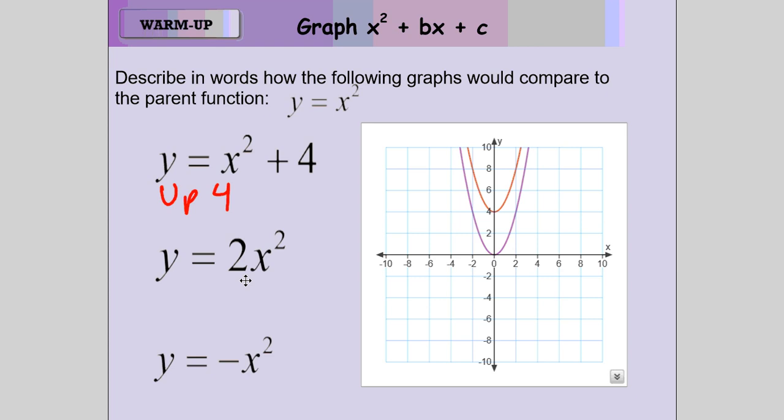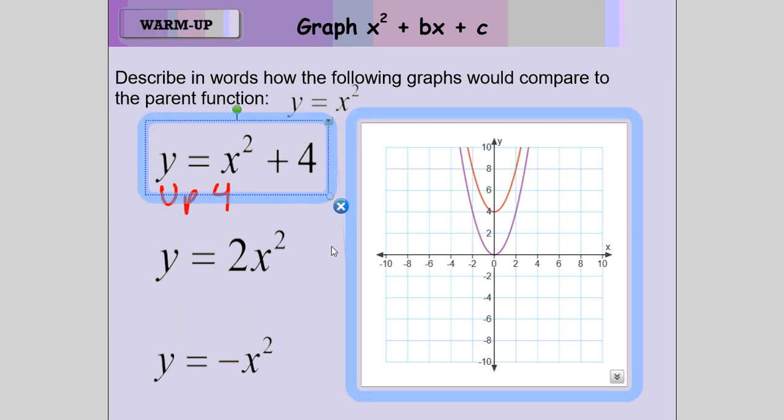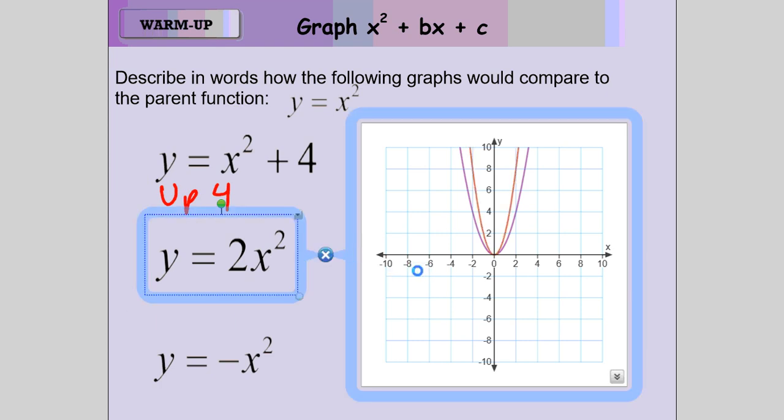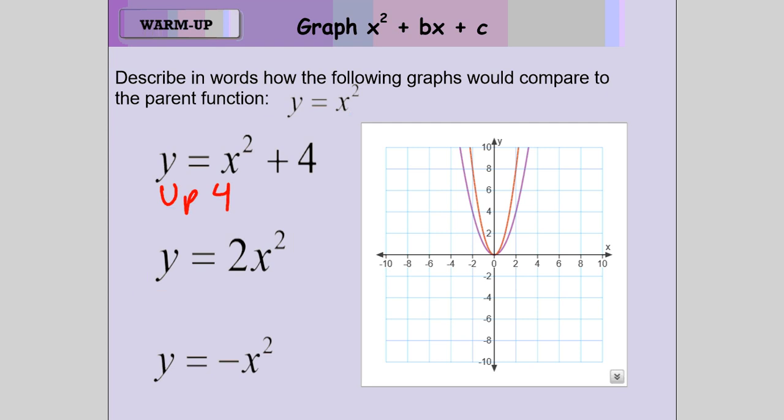The next one, what happens if I multiply by a number out front? Oh, this isn't going to graph it for me. That's too bad. I wonder if I undo this. Can I only graph 2 at a time? Yep. Okay, so I'll do the next one. It's going to make it steeper, right? Because I'm multiplying by a number bigger than 1. So what you should have written for this one is steeper. It makes the graph steeper.